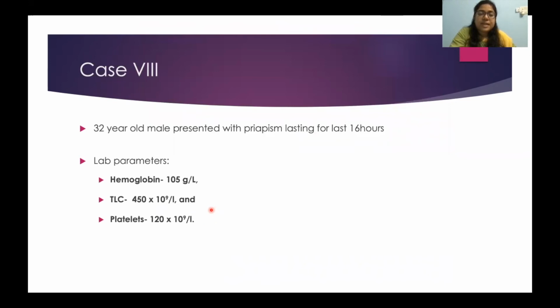So coming to the next case, you have a 32-year-old male presented with priapism, and it has been lasting for the last 16 hours. You send the lab parameters. Hemoglobin was slightly less, 105 gram per liter. TLC was very high. The patient was having a 4.5 lakh count. Platelet was normal. Now what to do?